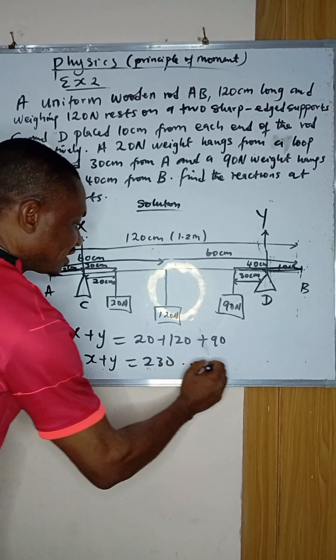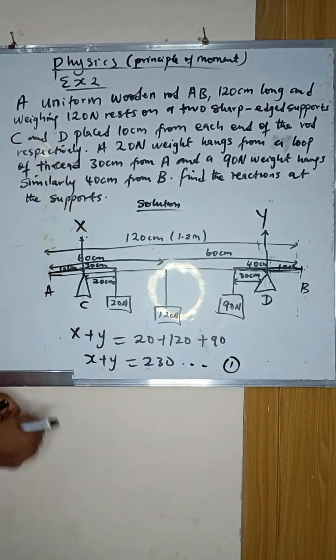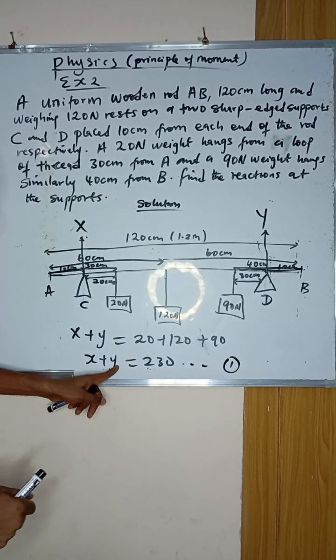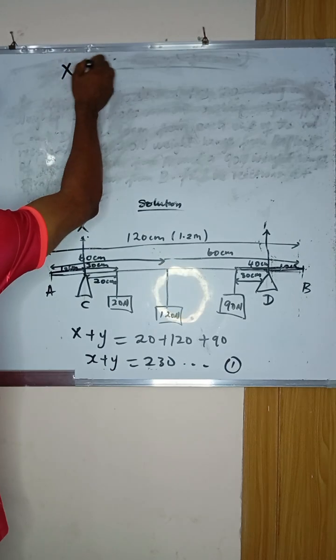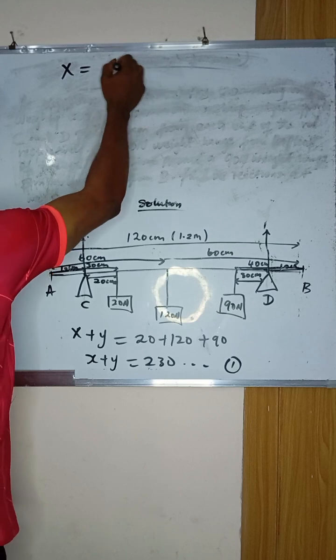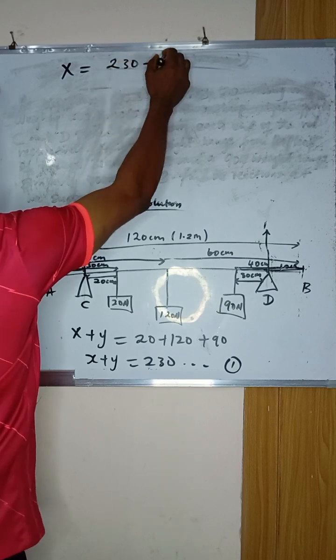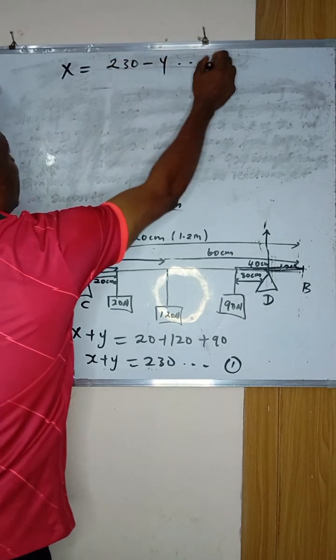Then, if I call this equation 1, and I want to find Y first, I have to make X the subject of the formula. So X is equal to 230 minus Y. Call this one equation 1.